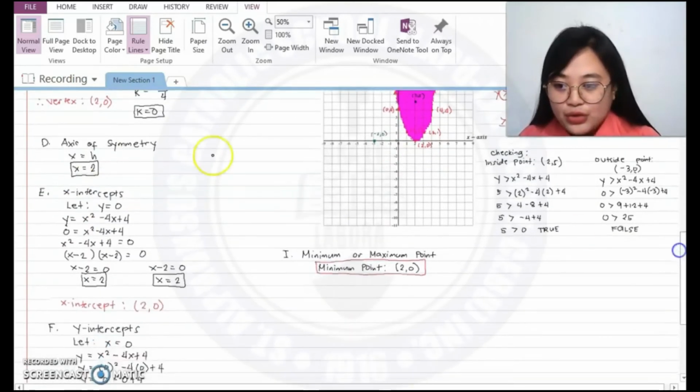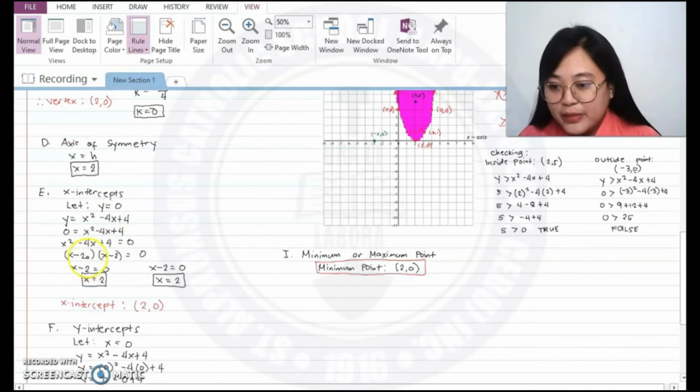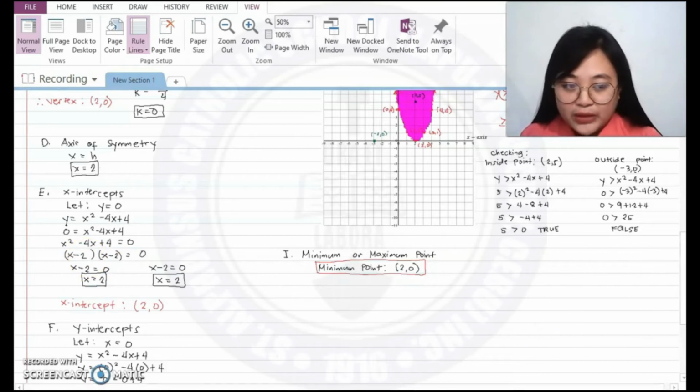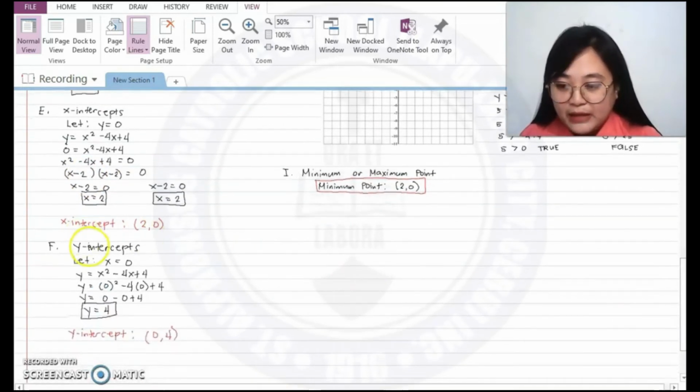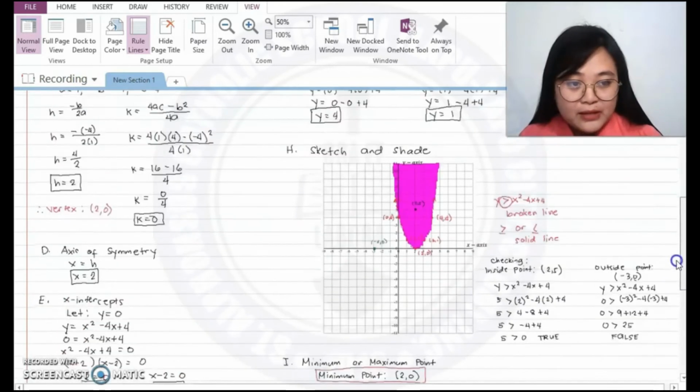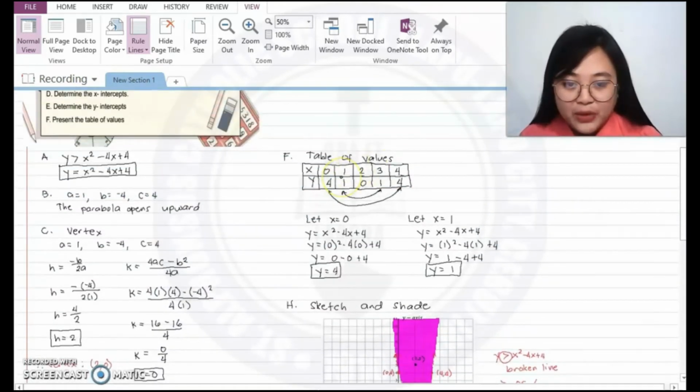Then find the x-intercepts by letting y be equal to 0. Use the method of extracting square root, factoring, completing the square, or the quadratic formula. Then find the y-intercept by letting x be equal to 0. Next, present the table of values by putting the vertex at the center, then supplying the x, or the domain, consecutively with numbers. Then solve for the value of y.